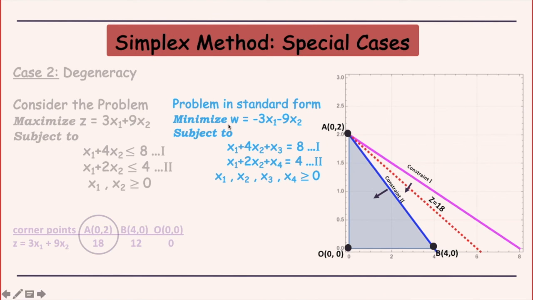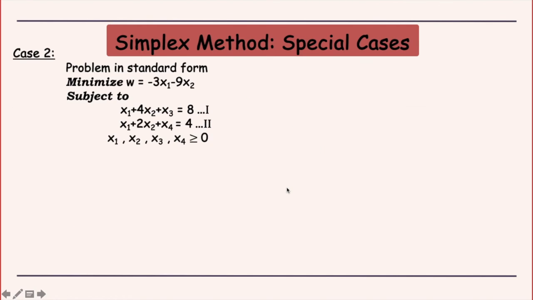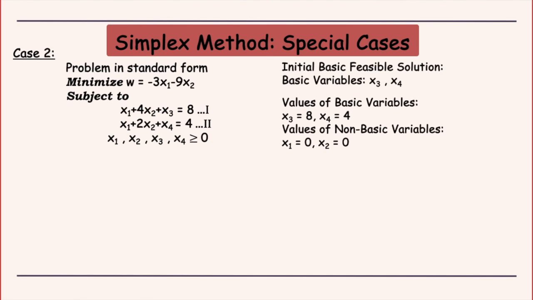Okay, so this is the problem in the standard form. So according to the reference book, everything needs to be converted to minimization. So I'm reversing the signs of the coefficients, and the first constraint is less than or equal to type, so I'm going to attach a slack. Second is also less than or equal to type, so I'll attach another slack and make them equal signs. So this is my standard as well as canonical form. I have the identity matrix also. So I can start with the simplex.